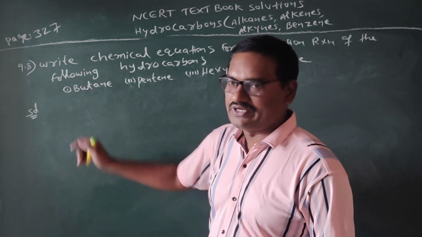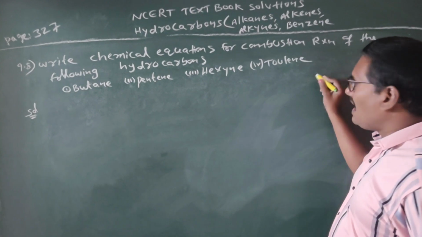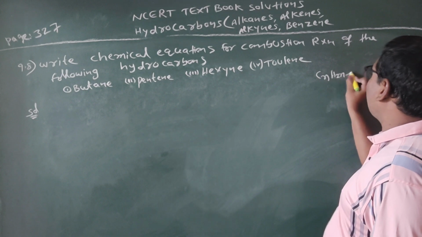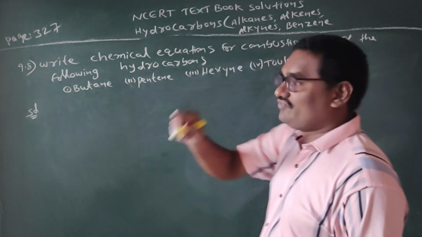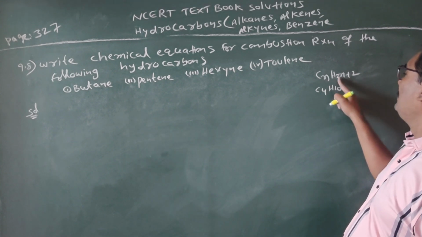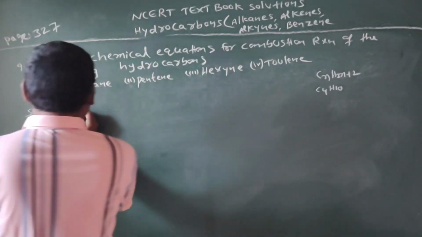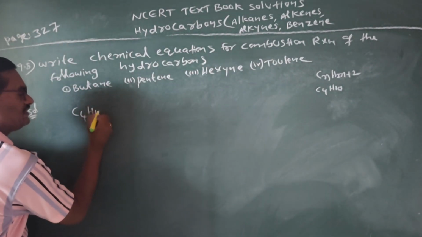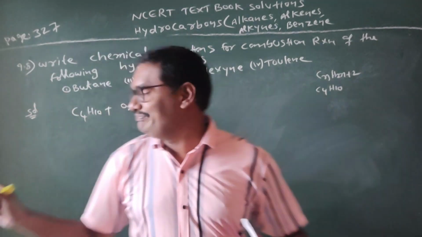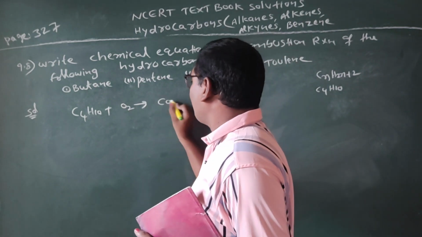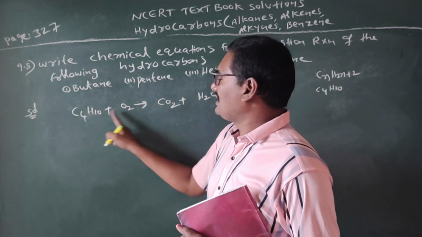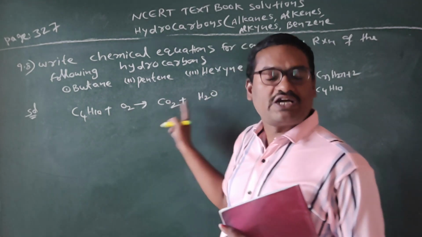So first we will write butane. Butane formula is the alkane general formula, CnH2n plus 2. By substituting n is equal to 4, we will get C4H10. C4, 8 plus 2, 10. So it is written as C4H10 plus combustion, which means reaction with oxygen. Then C is converted into carbon dioxide, H is converted into water.